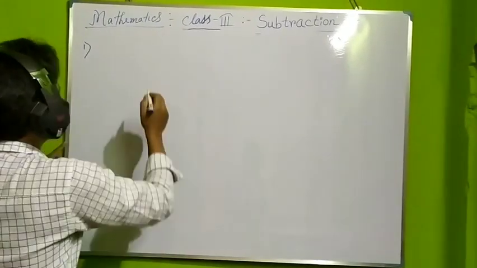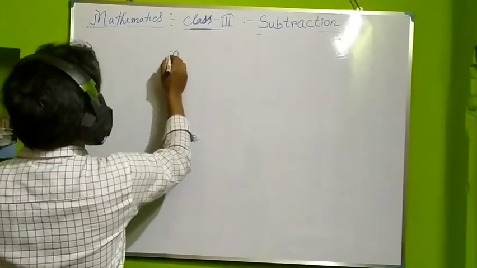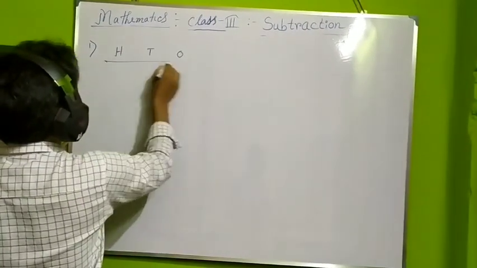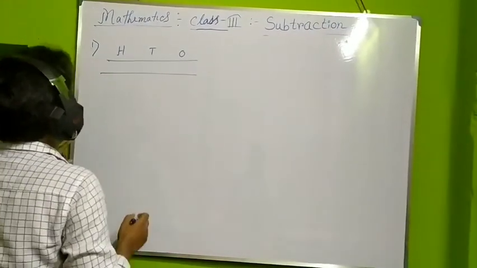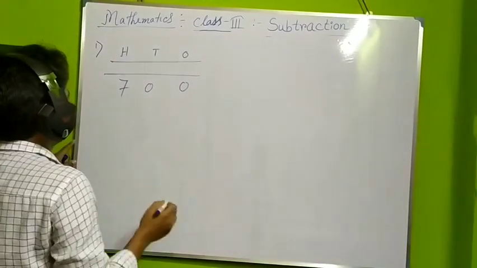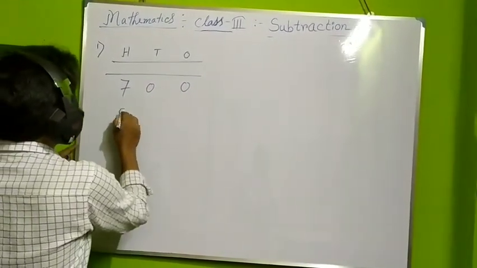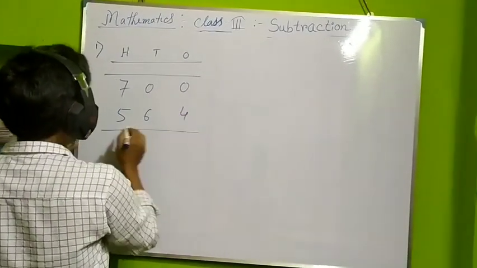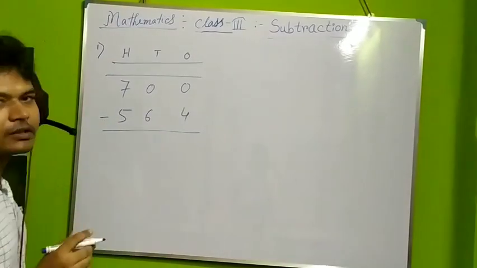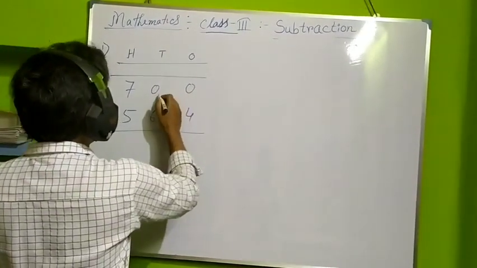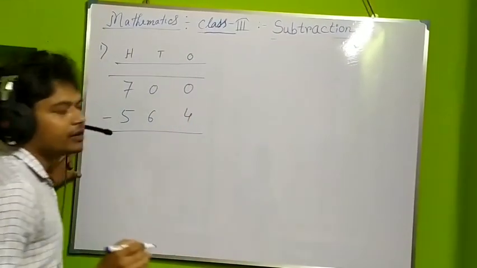At first, take a 3-digit number, that is 700, and we have to subtract 564 from this 700. Then you give the minus sign at first. Now you can check that at the ones place and tens place there are 0 written.